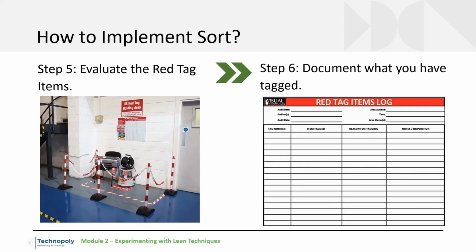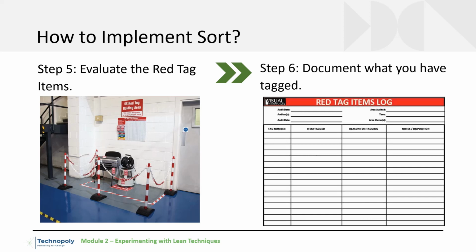Evaluate the red tag items. Don't throw out or sort the red tag items yet. Employees will perform an evaluation. Some key questions are: do we move the item to a new location? Do we store the item away from the work area? Do we hold the item in the area for further evaluation? Do we dispose of the item? How do we dispose of the item? Examples of disposition are resale, donation, recycling, or moving it to the trash.